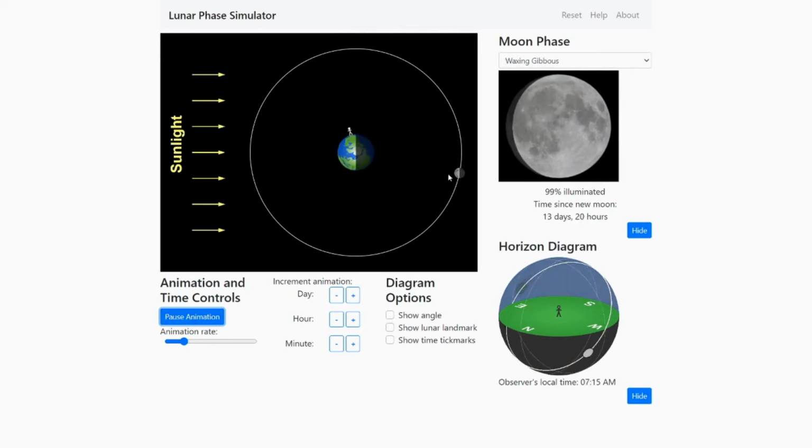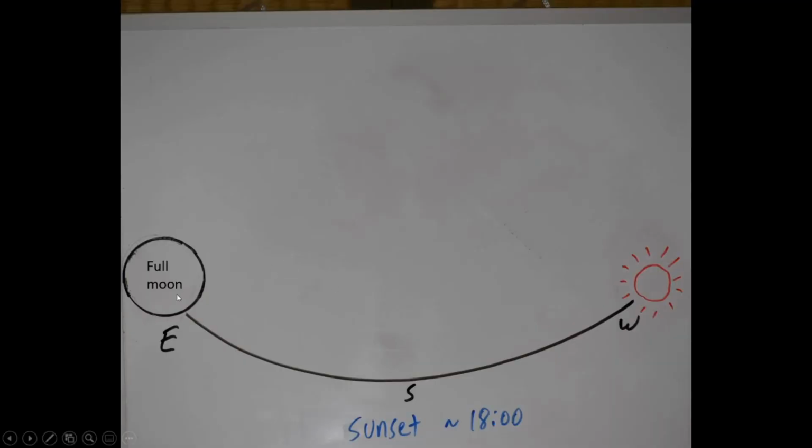Okay, one more. So let's start the animation up again. So again, the moon is going around the Earth. So the next phase is full moon. So let's take a look at sunset again. So we need to change the time. Okay, it's sunset. Now let's find the moon. The moon is here. The moon is rising in the east. The sun is setting in the west. So we can represent that with this drawing. Here we see the full moon is rising in the east. The sun is setting. It is sunset, 6 o'clock.